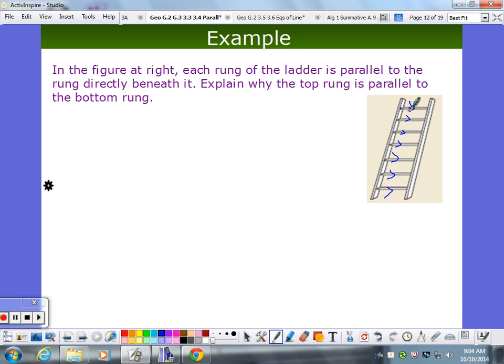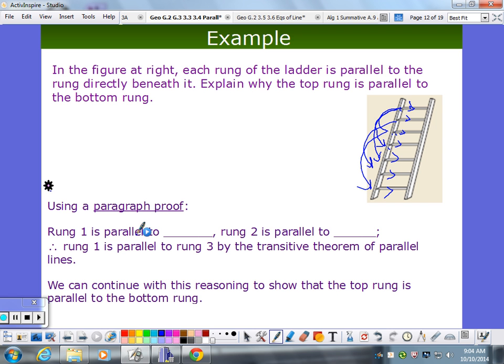Well, let's see. So let's go organized here. So if this one is parallel to that one, and this second one is parallel to the third one, that means 1 is parallel to 3, right? That's the transitive theorem of parallel lines. If 1 is parallel to 3 and 3 is parallel to 4, I can use the same theorem to get me down here. And I can just keep doing that, right? And eventually I'm going to get to the bottom. So I'm using that transitivity.